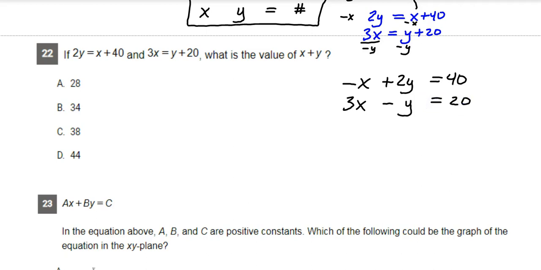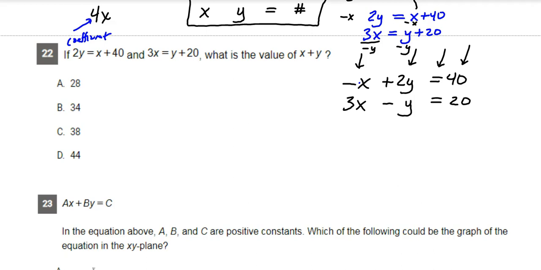I have the x column, I have a y column, I have the equals column, and then I have the number column. Now what I'm going to do is I'm going to attempt to get a coefficient. Coefficient's just the number that's in front of the x. So if I have something like 4x, 4 is what we call the coefficient. So I want to get my coefficients to match up, and I may have to multiply a row to do that. So if you notice this top row, right now it's like minus 1x right there. And I want to get it to be a minus 3x.